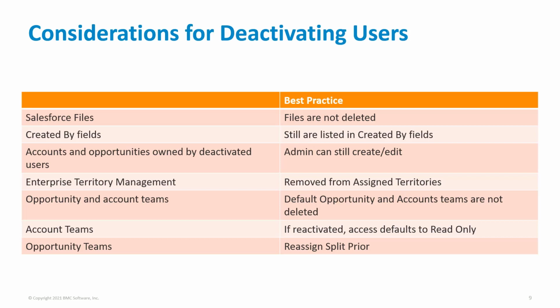Account teams. When a user on an account who has read-write access to the account, contact, opportunity, and case is deactivated and reactivated, access defaults to read-only. Now opportunity teams. If you deactivate users in an organization where opportunity splitting is enabled, they are not removed from any opportunity teams where they are assigned a split percentage. To remove a user from an opportunity team, first reassign the split percentage.